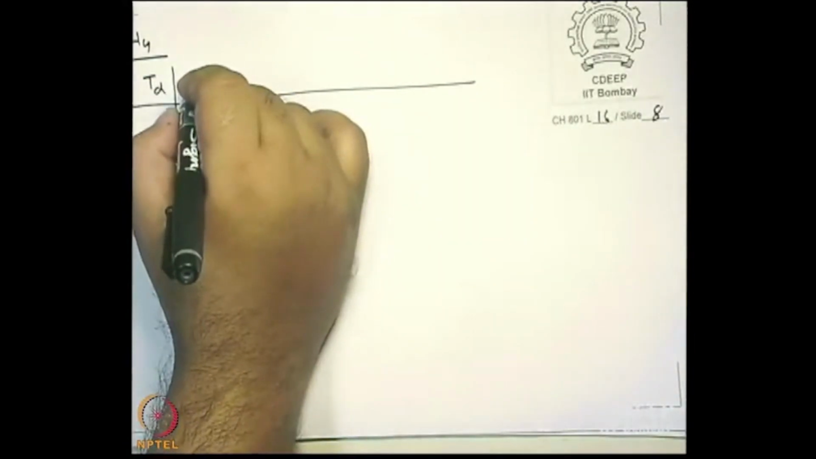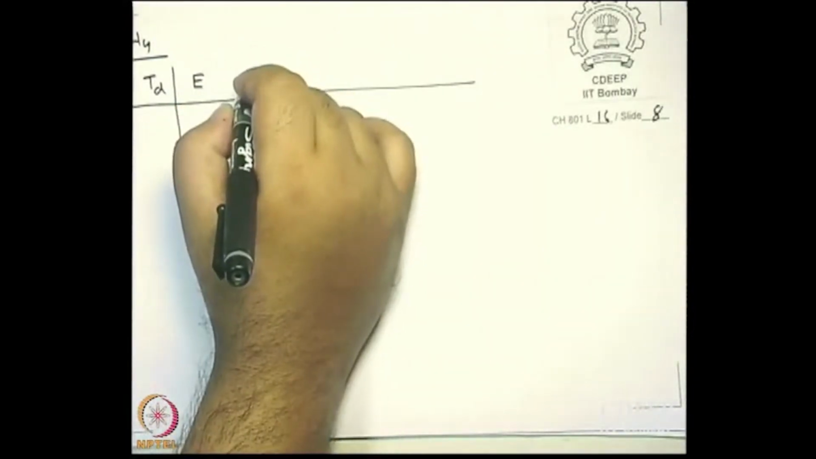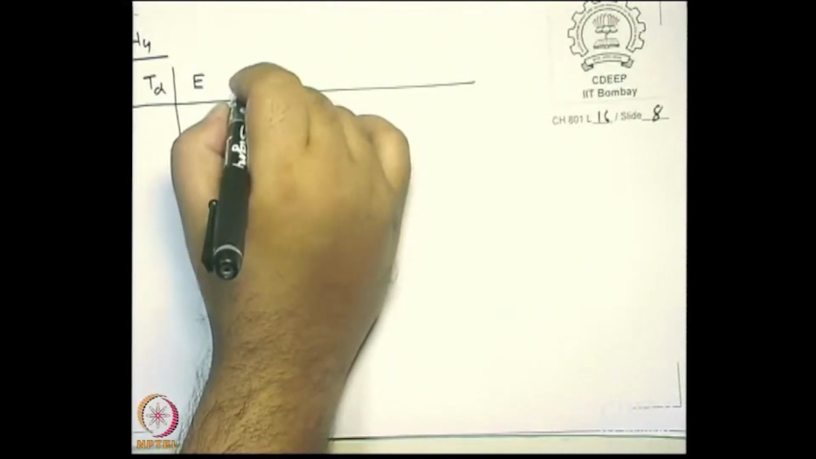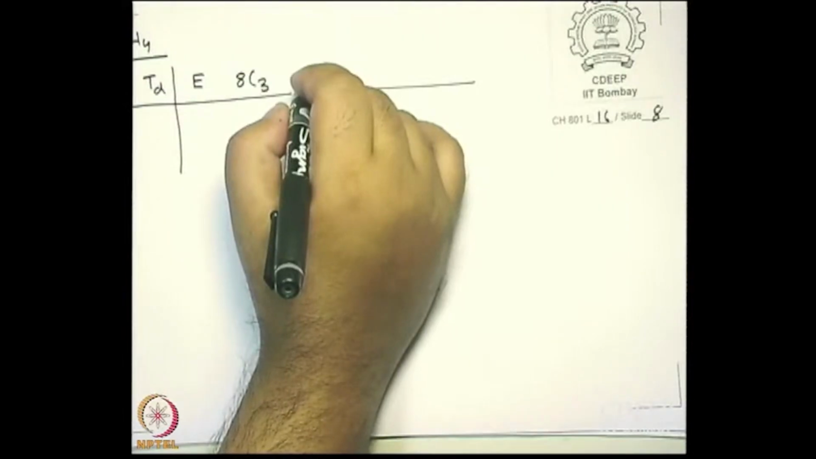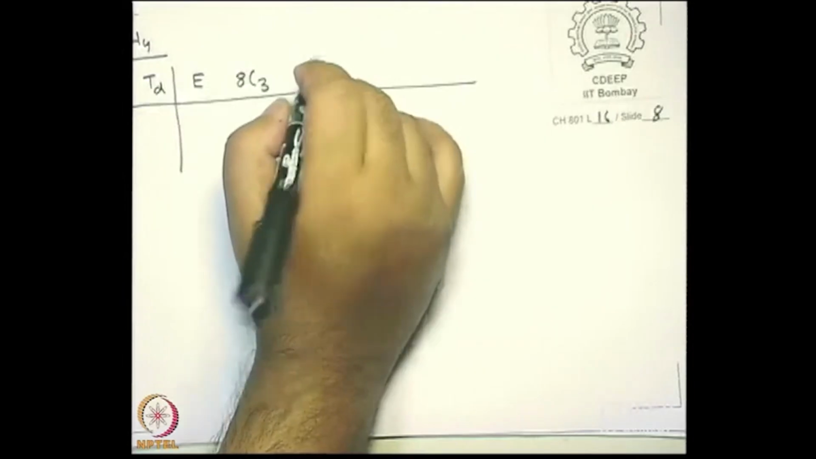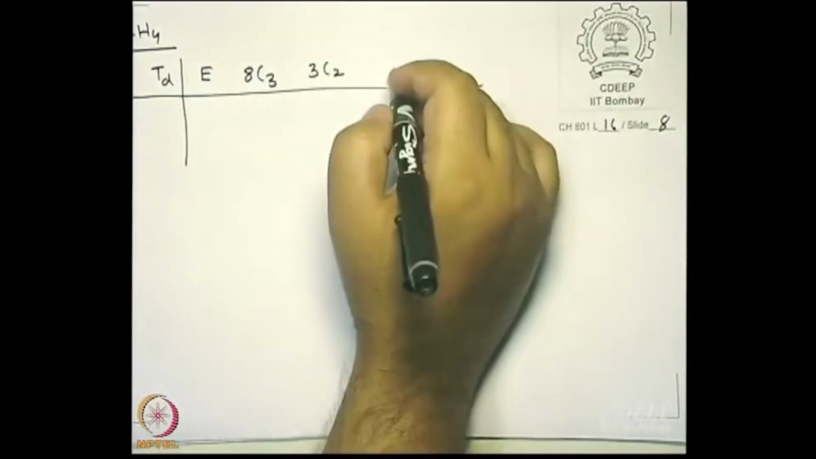What are the symmetry operations? Tell me. E, then how many C3s? 8 C3, very good. Then 6 C2 or 3 C2? Why 6? 3 C2s, right? This and this, and C2 plus and C2 minus, they are one and the same.